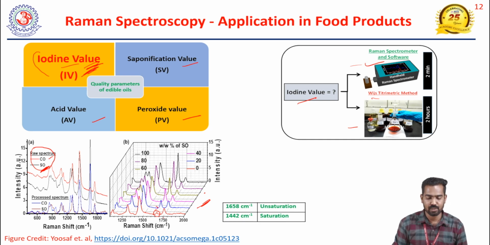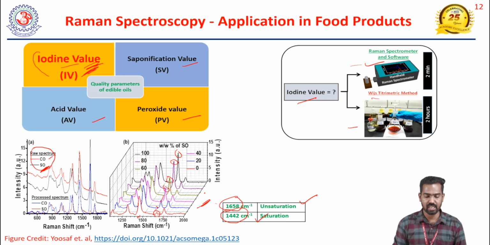What is the meaning? The peak at 1658 corresponds to the unsaturation level. I already mentioned that the iodine value is the measure of the degree of unsaturation. Here, as I increase the concentration of sunflower oil in the coconut oil, the intensity of unsaturation is continuously increasing, or we can say linearly increasing. In the same way, the peak at 1442 is for the saturation level, and it is almost the same for all.